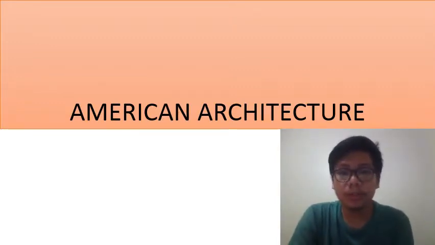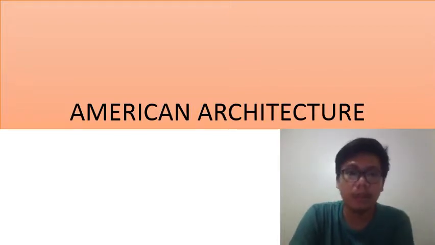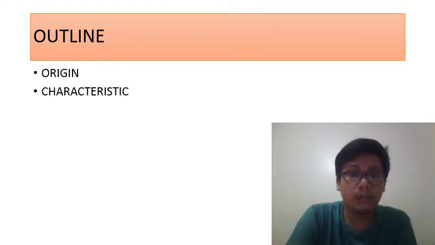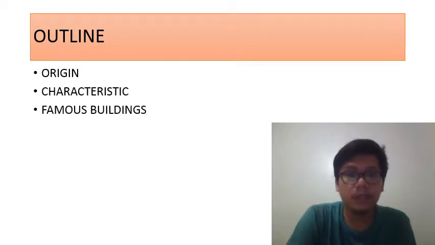I'm Joshua Chrysostom, architecture fifth year student. I'm going to report about the architecture in America from colonial to postmodern era. The outline of my discussion includes the origin or history of America, characteristics of architecture types in each era, and the famous buildings and structures in America.